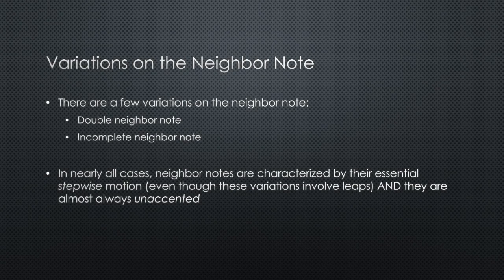So first of all, let's look back at the neighboring note. And I want to talk about a couple of common variations of the neighbor note. We have the double neighbor note, and we have the incomplete neighbor note. Generally, neighbor notes are still going to be characterized by their essential stepwise motion and the fact that they're decorating a single original tone. They're also still almost always unaccented. The structural tone is the one that gets to be on the strong beat, and the double neighbor or the incomplete neighbors are the ones that are sort of around it in some way.